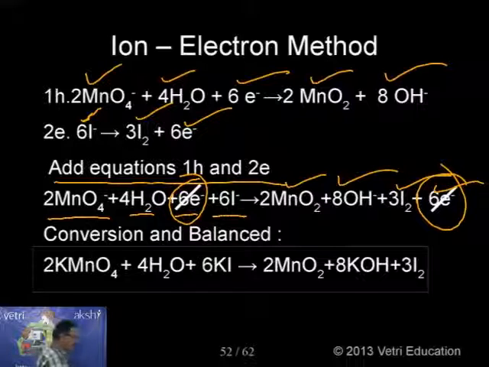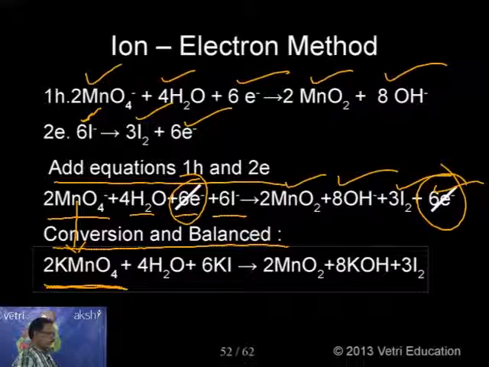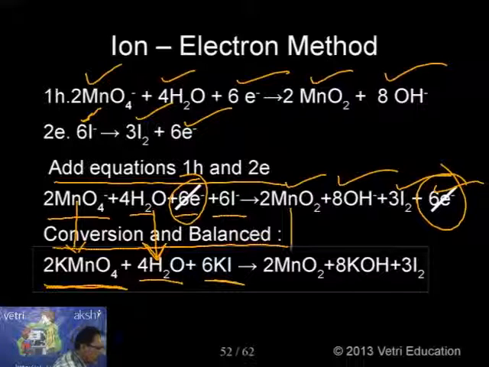Now after that, we have to convert this entire ionic form to the normal atoms, molecules or compound form. If it is necessary, we have to balance. So just see here, from 2 MnO4 minus I am introducing KMnO4, potassium permanganate. 4H2O, as such, I am using 4H2O, I am not changing anything. 6I minus, I am using 6KI. The corresponding 2 MnO2, I am using 2 MnO2 as such. 8OH minus, I am using potassium hydroxide, the base. And 3I2, I am using 3I2.